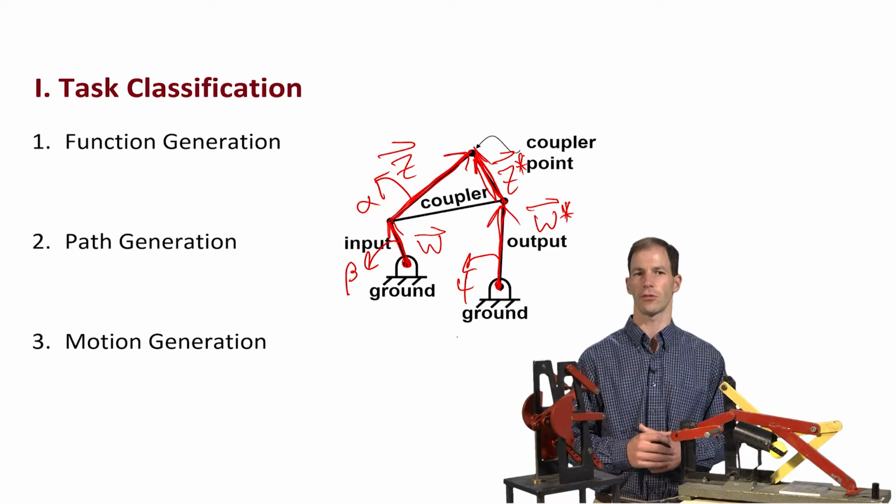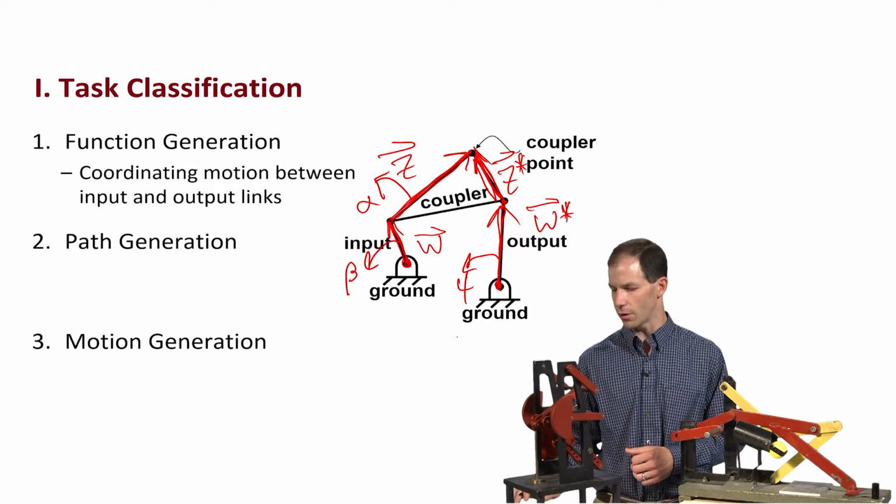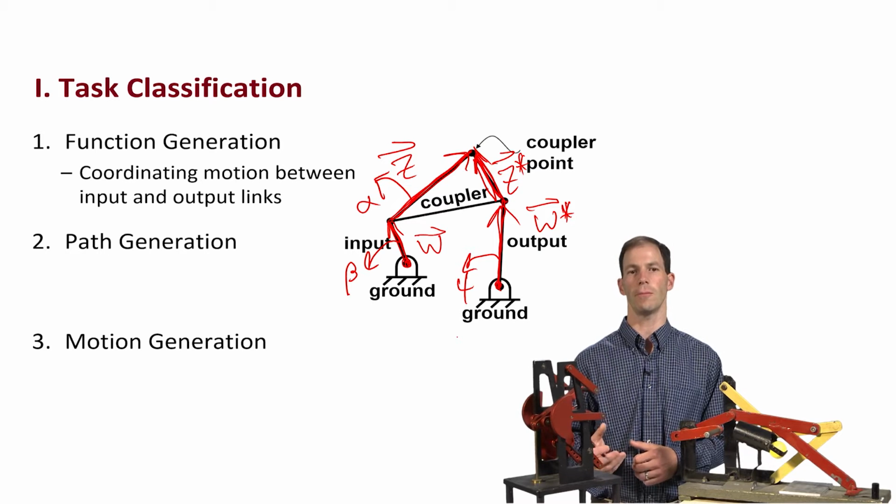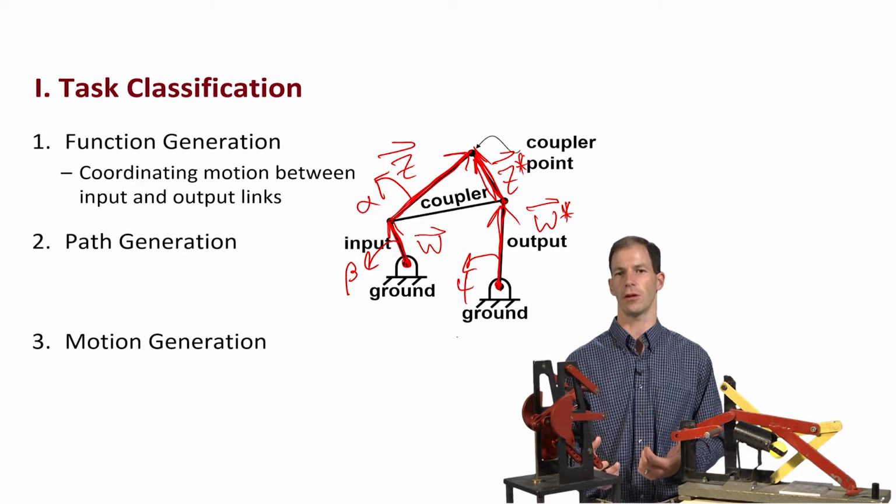So now let's move back to those tasks that I was talking about. First of all, in function generation, what we're doing here is coordinating motion between an input and an output link. These are the links that are pinned to ground.